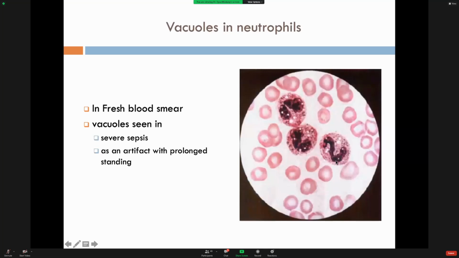This is a segmented neutrophil. This is thread-like in between the segments. So this is a vacuole.